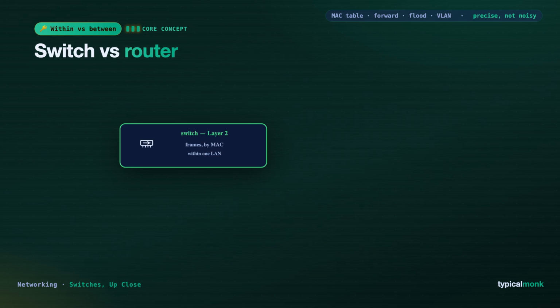We have mentioned the router several times. Let us now draw the line between the two clearly, because confusing them is one of the most common beginner mix-ups. A switch operates at layer 2, the data link layer.